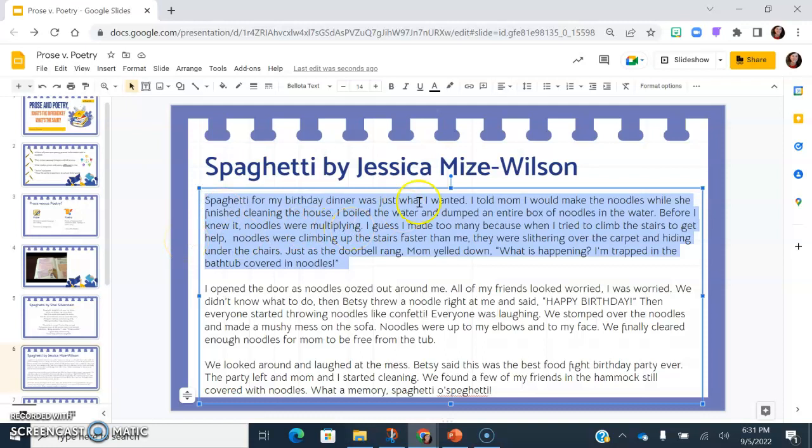Spaghetti for my birthday dinner was just what I wanted. I told Mom I would make the noodles while she finished cleaning the house.